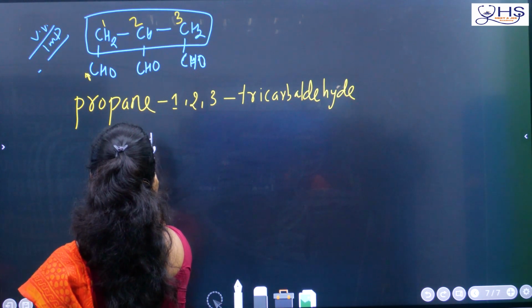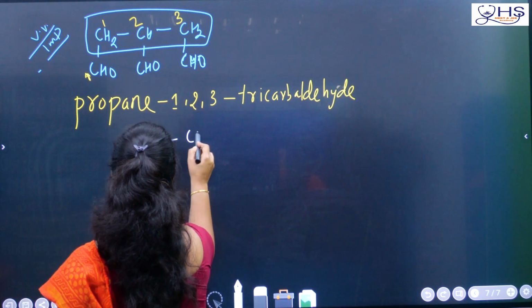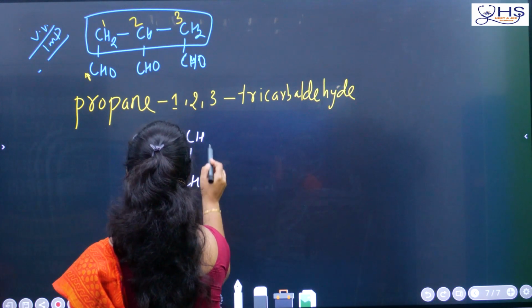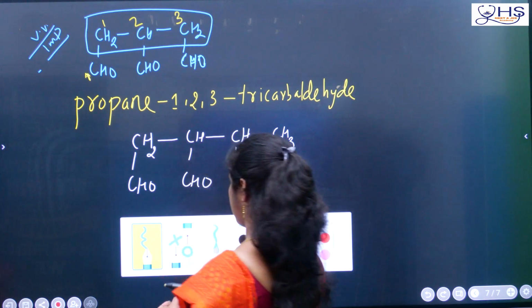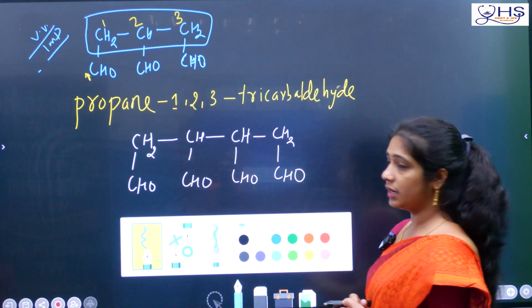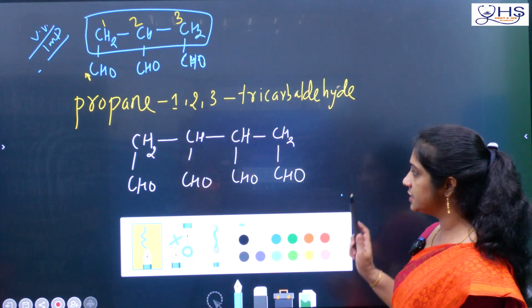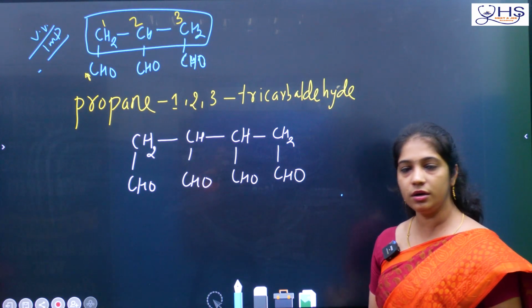What will be the answer for this? CHO, CH, CHO. So now what will be the name of this compound? Please pause the video and write the answer. So always you try nomenclature or whatever the question may be, pause the video and write the answer and check whether your answer is correct or not.